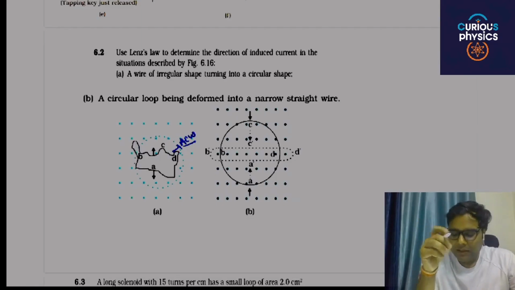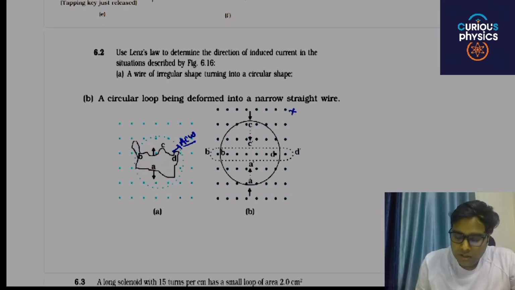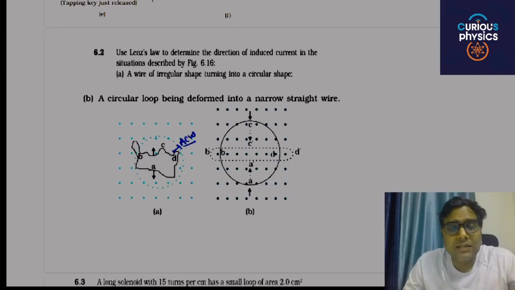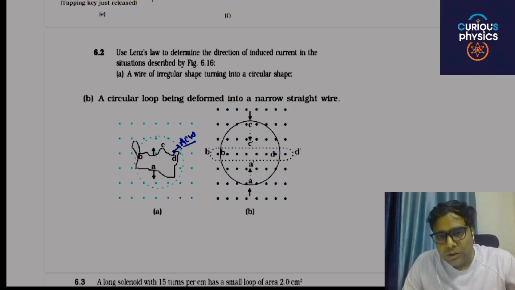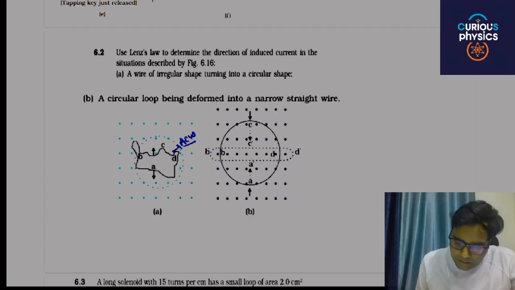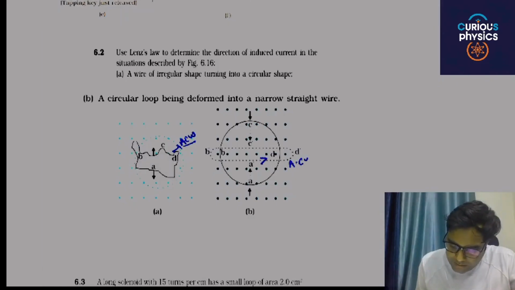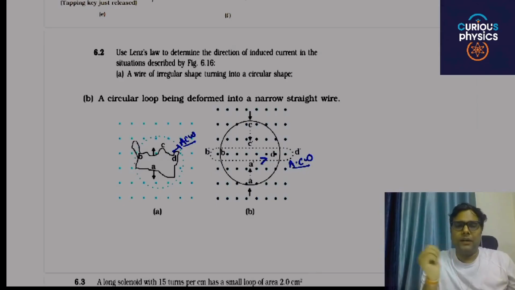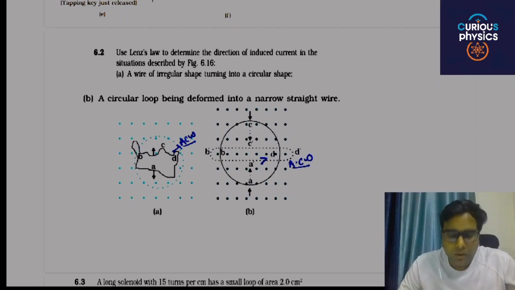In the second case, again the direction of magnetic field is outside and the area is reducing. If the area is reducing, then the magnetic flux is also decreasing. If magnetic flux is decreasing, then this particular induced current tries to oppose that effect, meaning it will also create a magnetic field in the outside direction, towards you. So here again the current will be anti-clockwise, because it will create a magnetic field in the outward direction. Are you able to understand my point or not?